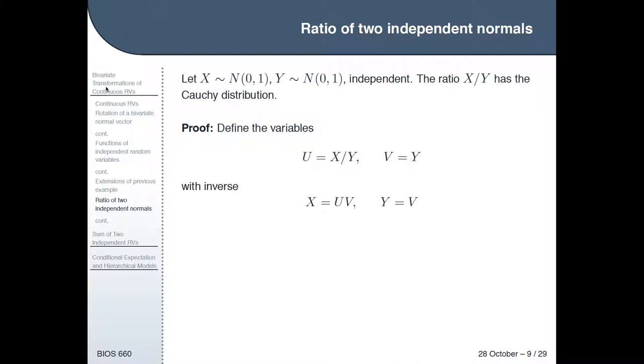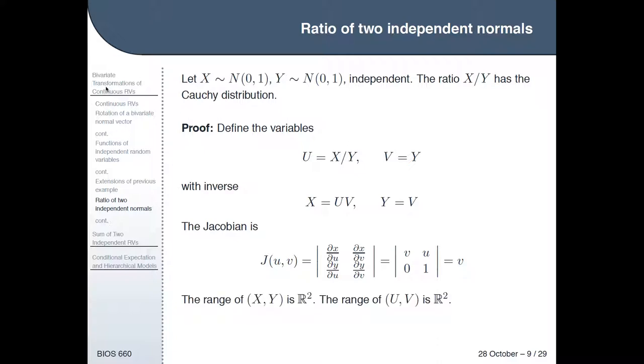So it's easy enough to find the inverse mapping of that. It's x equals u times v, and y equals v. To find the Jacobian, take the partials of the expressions for x and y with respect to both u and v, then take the determinant of that, and we end up with v. And the range of both x, y, and u, v is all of R2.